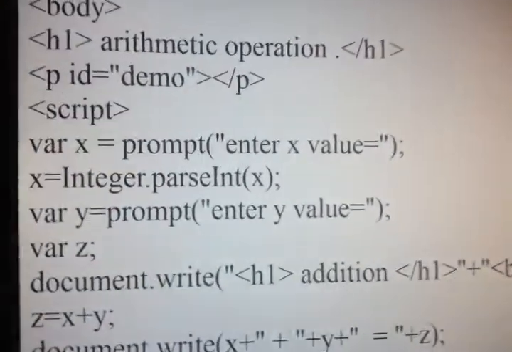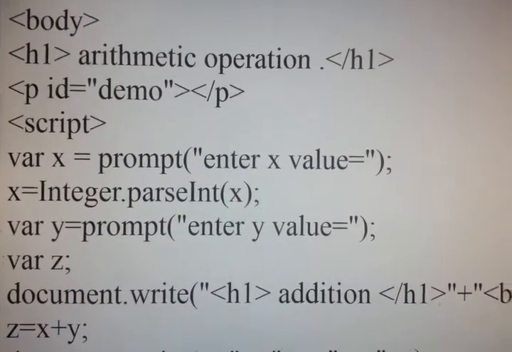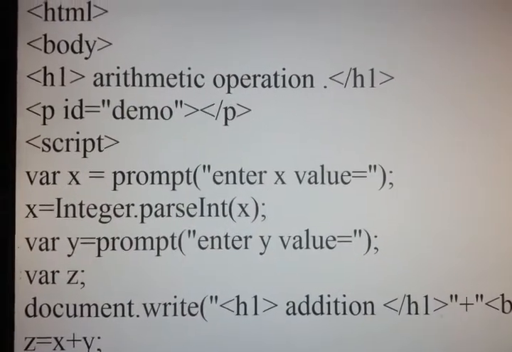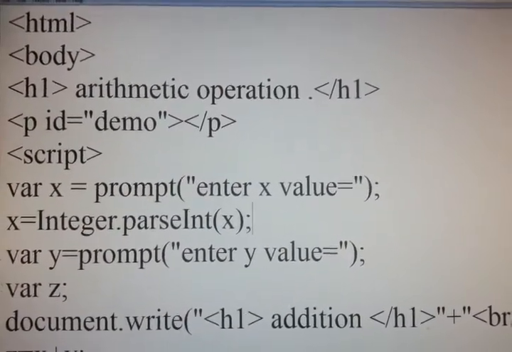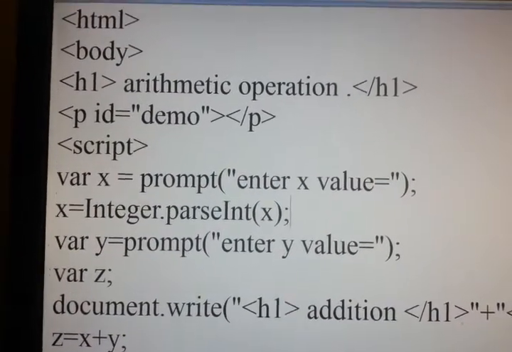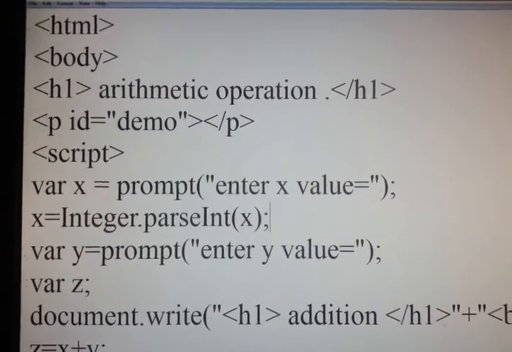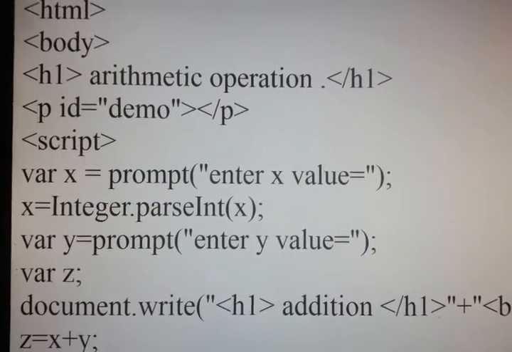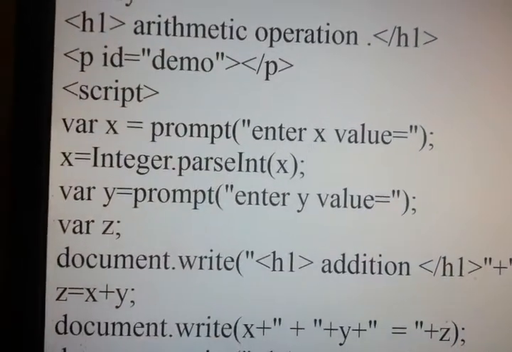What I have written? I have written x is equal to Integer.parseInt, meaning whatever you are writing in the console, in the text box, what you got in the alert box, that actually accepts as a string. But we have to tell the compiler that what I am entering is not a string, it is an integer value. So parse means scan. Whatever I am entering, scan it as an integer. This is the code I have to write.